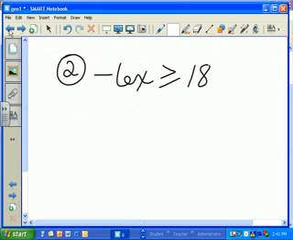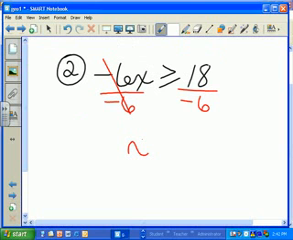Okay, now what if we had a negative in front of the x? Do you remember that doing anything special? Once again, we divide each side by a negative 6 to get the x all by itself. And then what happens when we divide by a negative?